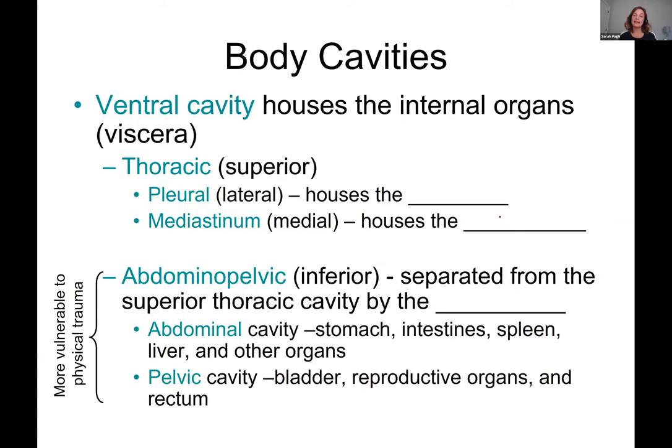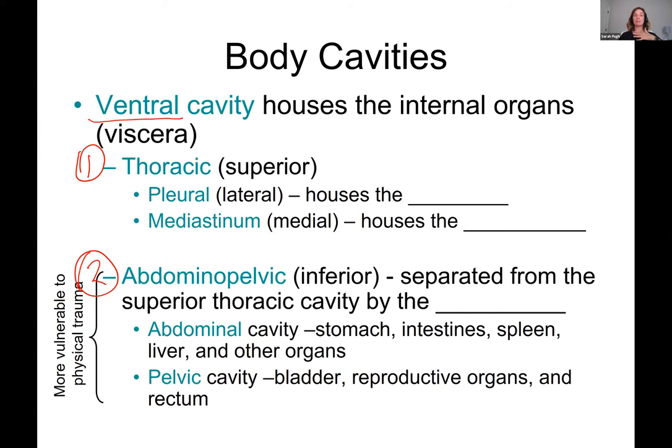Now the ventral cavities, these are the ones in red that are in the front of the body, right? Remember, ventral means front. These are going to house a lot of your internal organs. Another term for internal organs is the term viscera. A lot of times you might hear me call them visceral organs. Those are all those internal organs right in the front of the body. So in the ventral cavity, there's really two big divisions. There's the thoracic cavity and the abdominopelvic cavity. So those are the two big divisions.